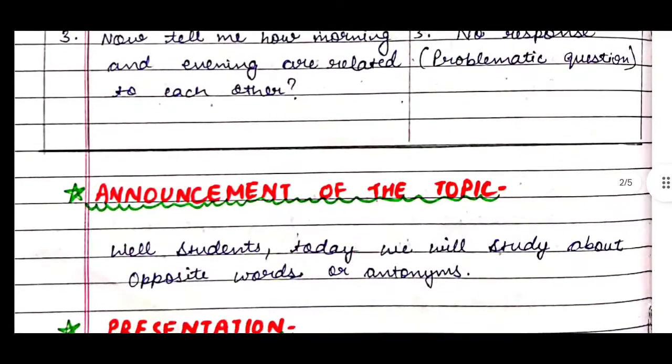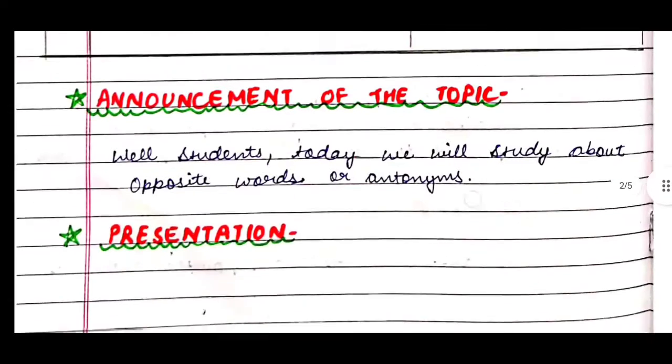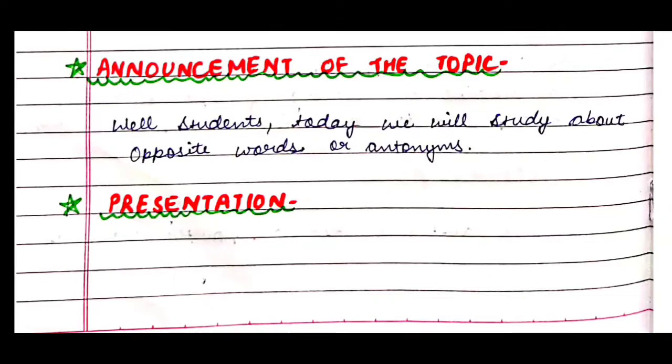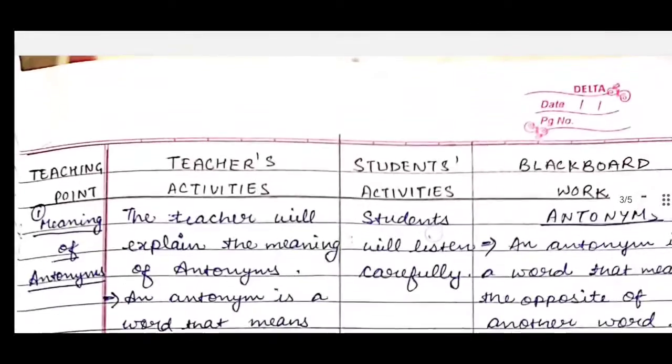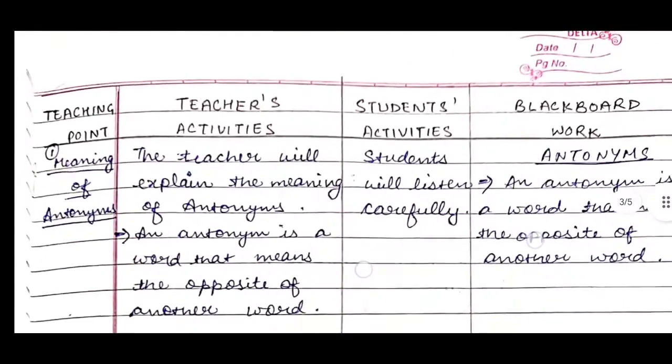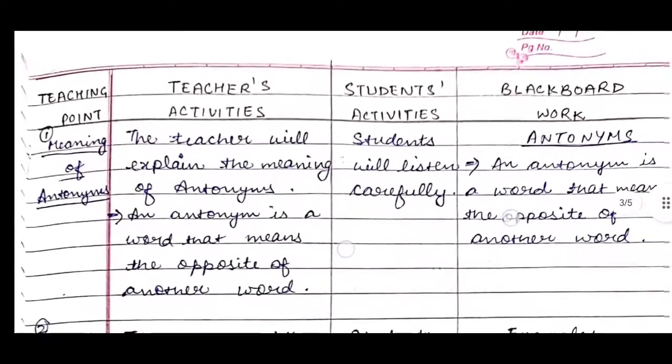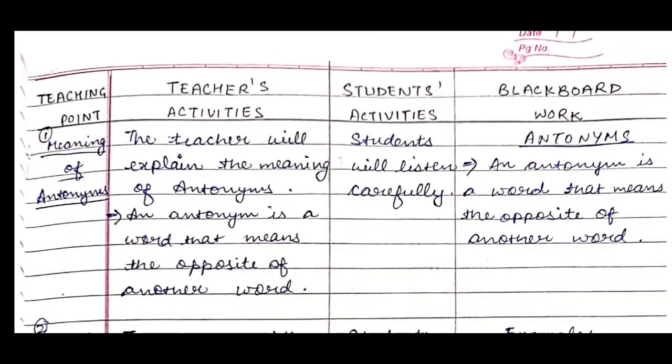So the next topic in our lesson plan would be announcement of the topic. So we'll announce, well students, today we will study about opposite words or antonyms. Then comes the presentation part. Next heading is presentation, where we actually start teaching. So here we make 4 columns. First is teaching point, next is teachers activities, third is students activities, and fourth is blackboard work.